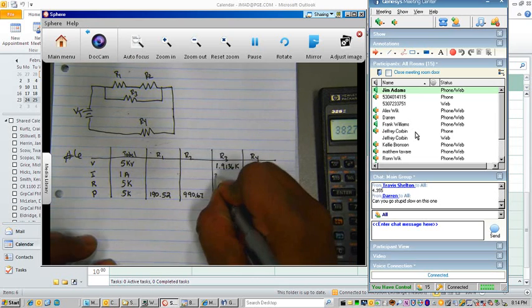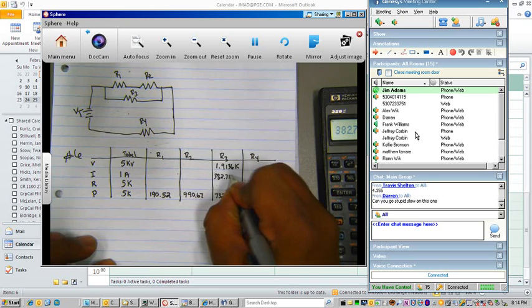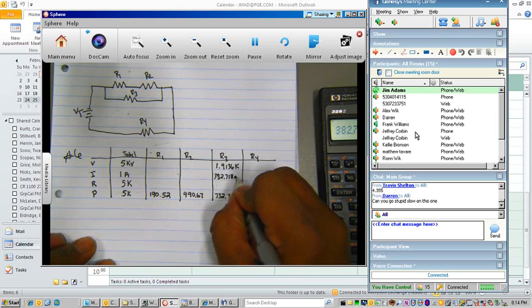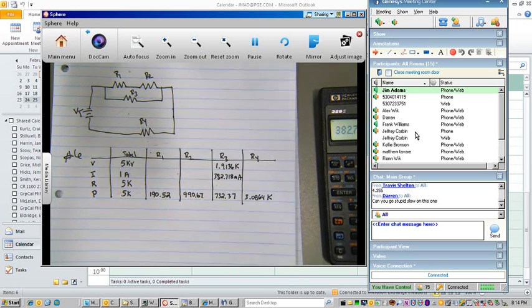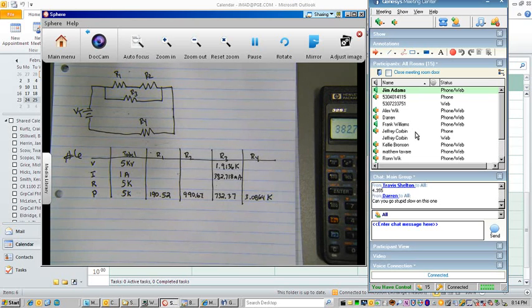Okay, we also know that our resistance is our voltage divided by current. So 5,000 volts divided by 1 amp is going to give us 5K ohms. Yep. Let me look at my answer sheet here.